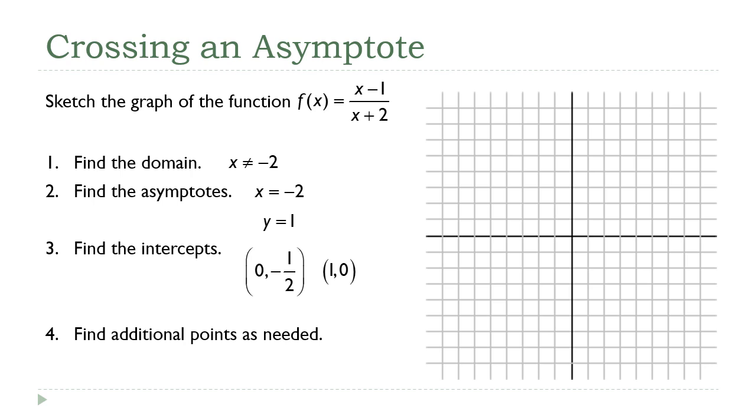So first, I'm going to put the vertical asymptote. I'm going to put a dashed line at x equals negative 2. Then I'm going to do the horizontal asymptote. I'm going to put another dashed line at y equals 1. And believe it or not, that's almost enough to answer the question.